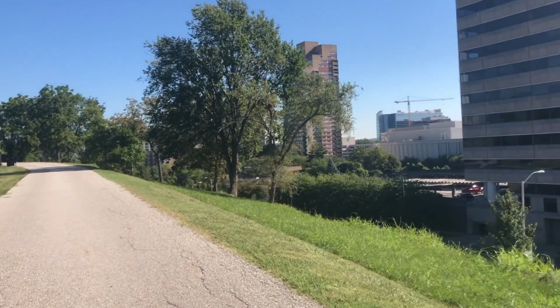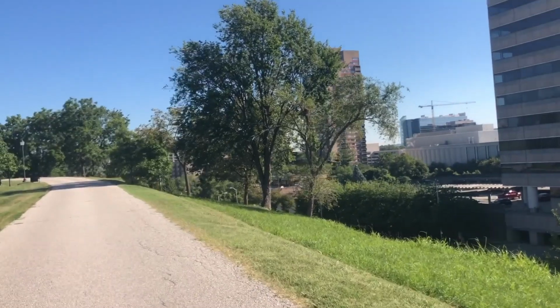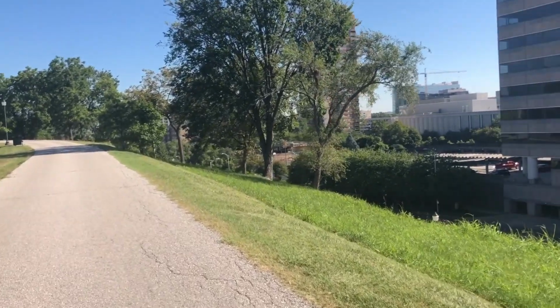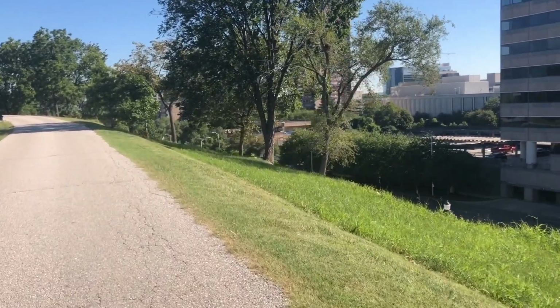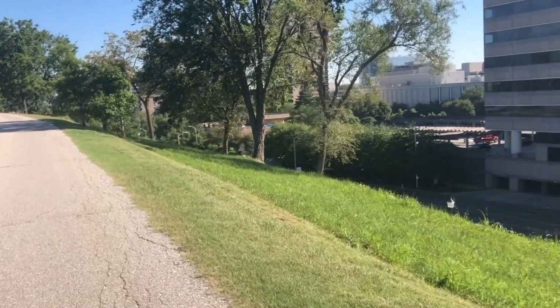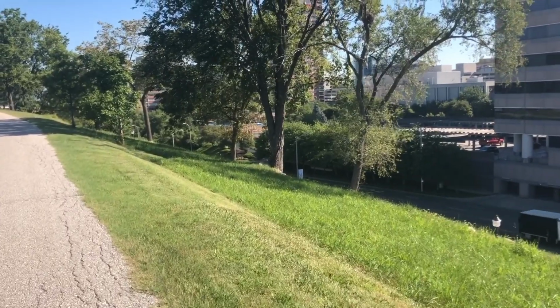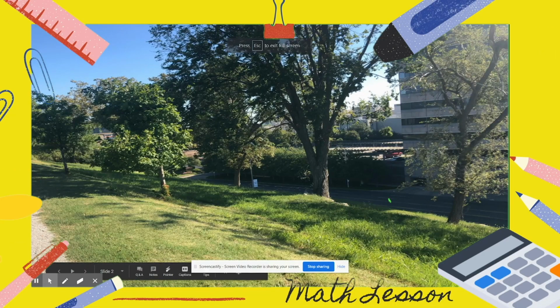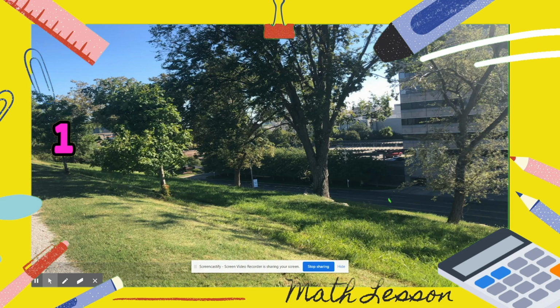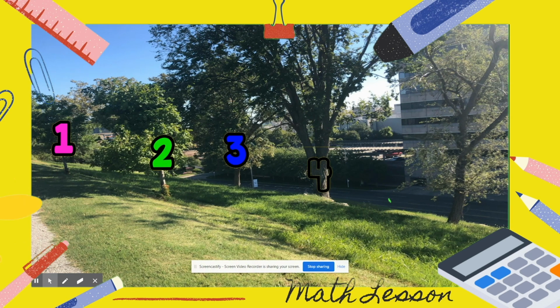Do you see here to the right this patch of trees? As we get closer, can you count them? How many trees do you see here to the right of the path? Let's count them together. 1, 2, 3, 4, 5. Did you say there were 5 trees on the right of the path? If so, you're correct.